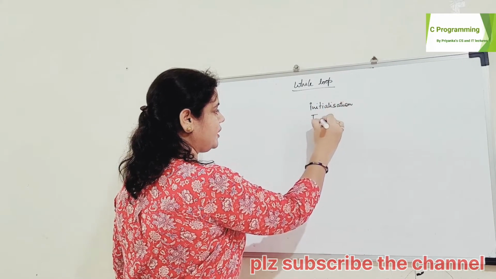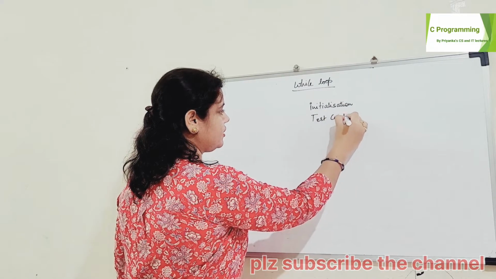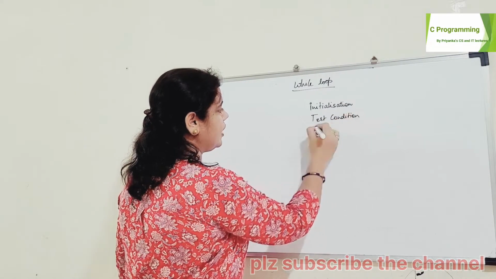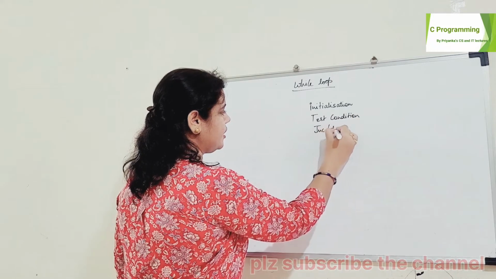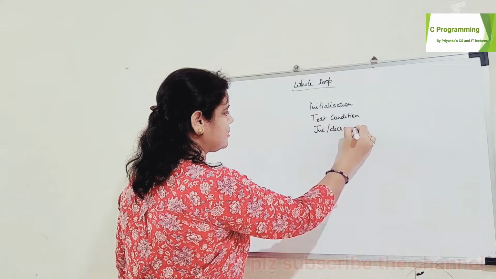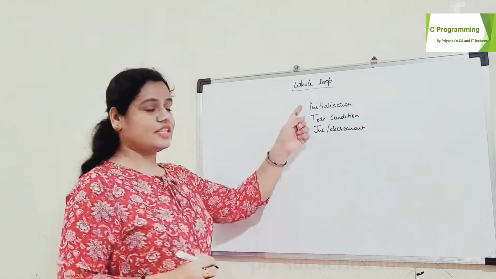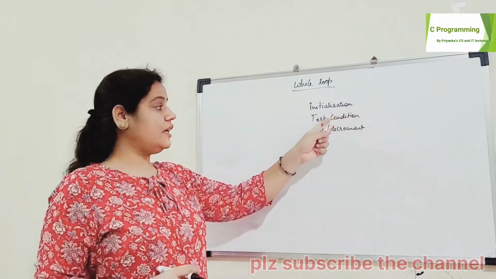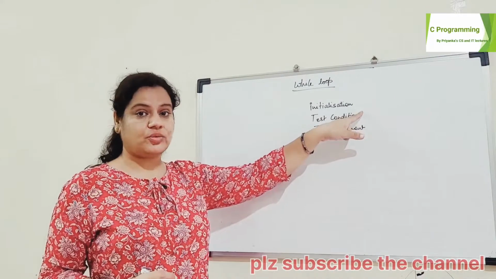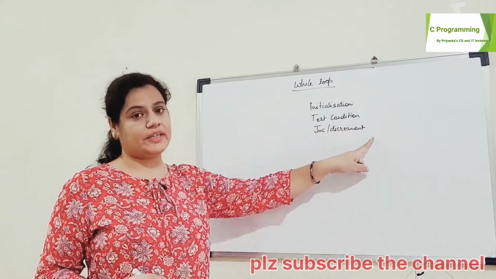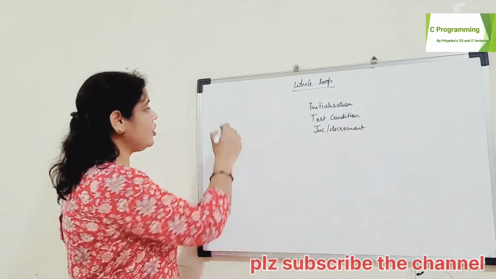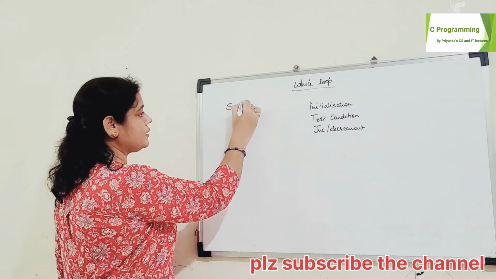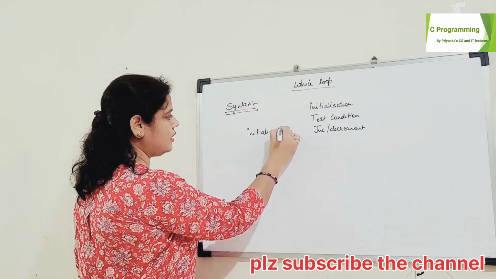I'm repeating it again: test condition and increment, decrement. Initialization means from where my loop is going to start, till what condition I need to execute, and then the increment and decrement part. First of all, we have to look at the syntax of the while loop.